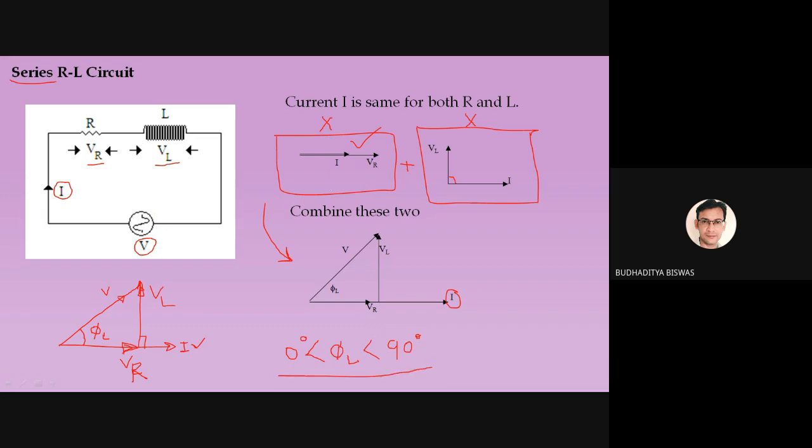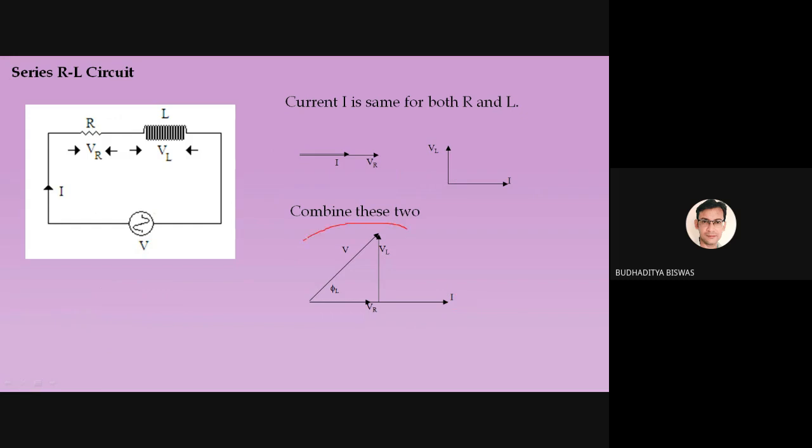Because if it is 0 degrees, then this is a purely resistive circuit. You see, in a purely resistive circuit, the angle between voltage and current is 0. If it is a pure inductive circuit, then the angle between voltage and current is 90 degrees. But as it is a mixed circuit, the resistance is mixed with the inductor, the angle should not be 0 degrees and should not be 90 degrees. It is between 0 and 90 degrees. And this is the phasor diagram of this particular circuit. So in this phasor diagram, it is also very clear that V equals VR plus VL.